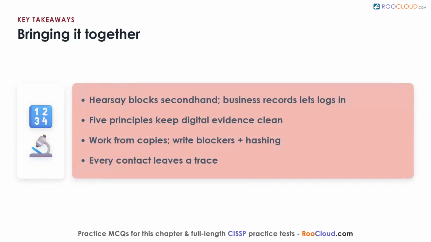So let's bring it together. The hearsay rule blocks secondhand testimony, but the business records exception lets system logs in. Demonstrative evidence helps witnesses explain, while 5 core principles keep digital evidence clean, starting with never changing the original. You work from copies, use write blockers and hashing on disks, capture memory and network traffic gently, and review software and hardware with specialized skills.